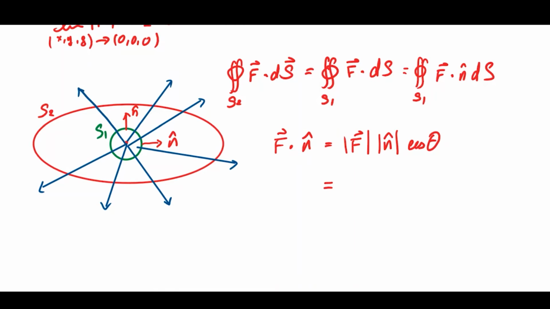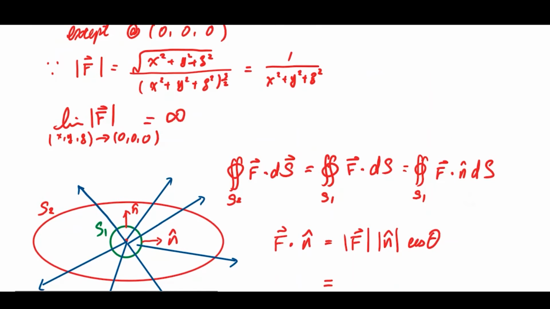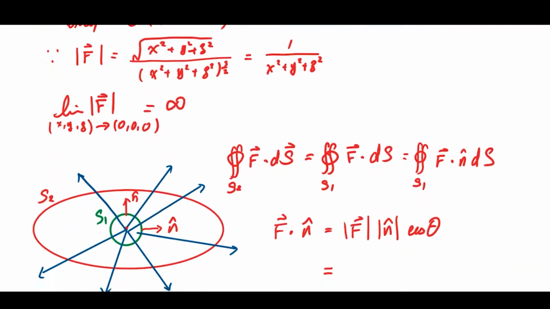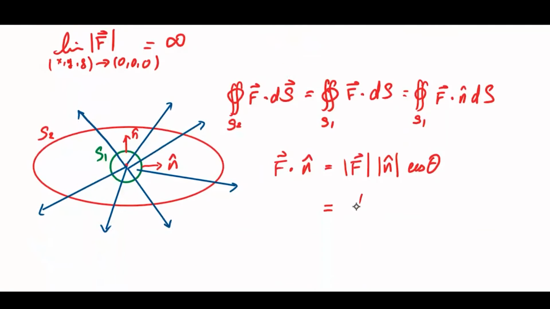Magnitude of f, we already have it up here, right? So we have 1 over x squared plus y squared plus z squared. So far, so good. What's magnitude of 1? And magnitude of n is 1, isn't it? So far with me?